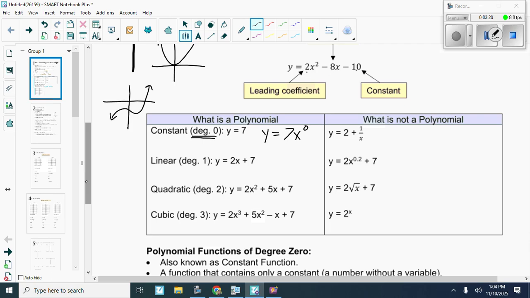So if you don't see a variable, if you just see a constant, just know that this is degree 0. Degree 1 is also invisible math: if we don't write an exponent, it's assumed that there's a 1 as the exponent. This is an example of a linear line. Linear just means straight. A degree 0 is just going to be a constant, like a flat line. This one just happens to be y equals 7, which means it is 7 all the time.